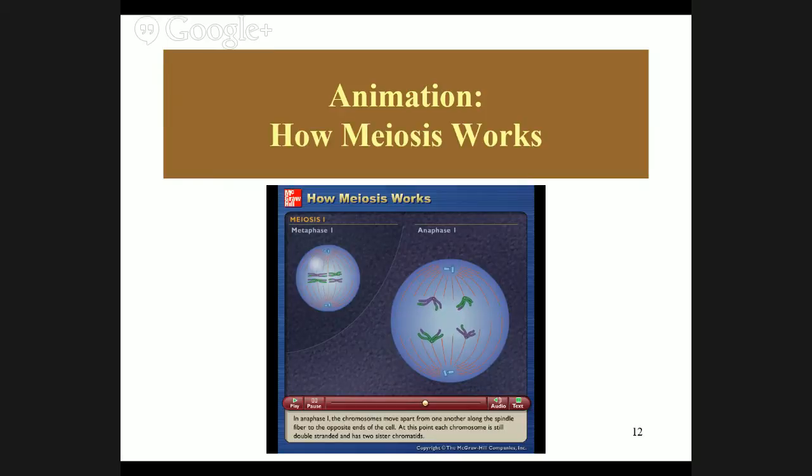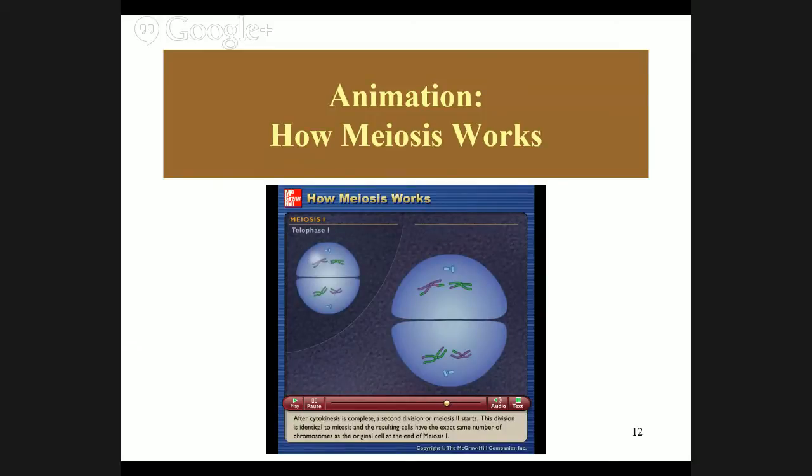At this point, each chromosome is still double-stranded and has two sister chromatids. However, we are separating homologous chromosomes into two different cells so that each new cell will have only one member of the homologous pair and will be haploid. In telophase 1, the spindle fiber disintegrates and cytokinesis, cell division, begins. Thus, in meiosis 1, which progresses from prophase 1 to telophase 1, two cells are created, and each cell has half the number of chromosomes compared to the original cell.